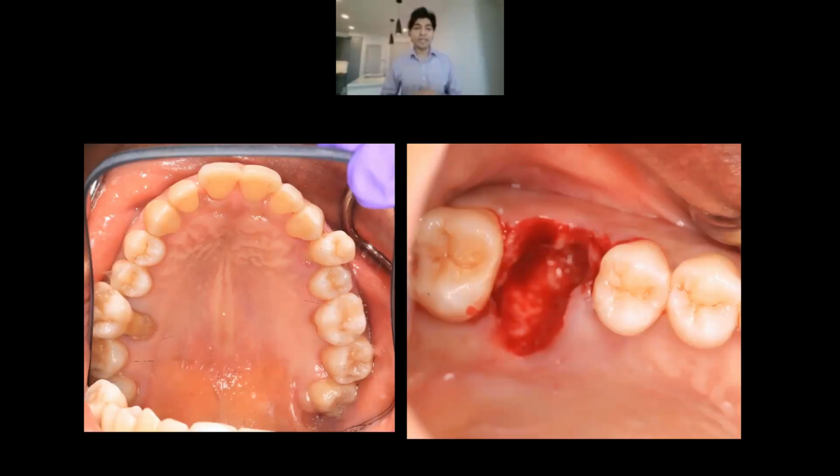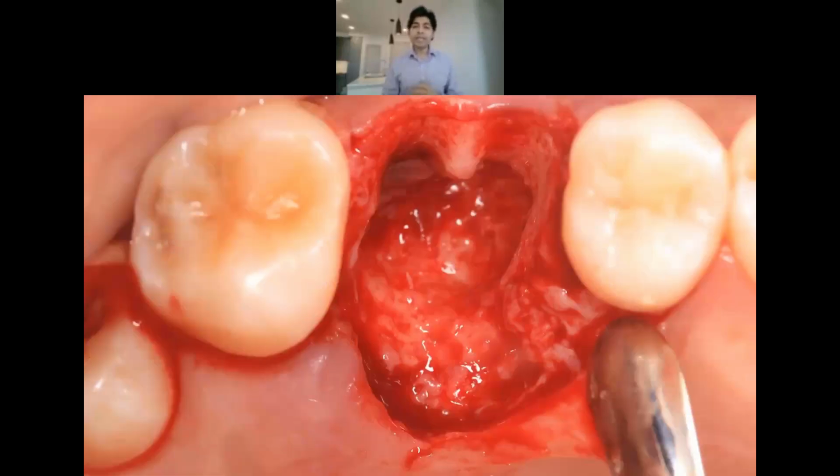So let's see a clinical case. This is my patient. I'll be discussing the number 3 area. As you can see on the left picture, there's a soft tissue dehiscence, or soft tissue loss, along with bone loss on the palatal side. I ended up extracting the tooth, cleaned the area thoroughly, and de-epithelialized the palatal flap.